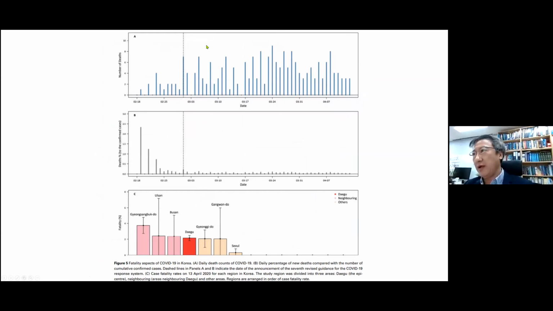And mortality: even though Daegu, that city, has high incidence, the mortality is almost the same as in other areas, which means that this city was quite successful in maintaining the treatment of the patients. Partially because the medical system worked okay, and partially because young patients are the majority, so the severity of the disease was not a big problem. But anyway, the mayor of Daegu did a good job maintaining, and the fatality rate is similar to other areas.